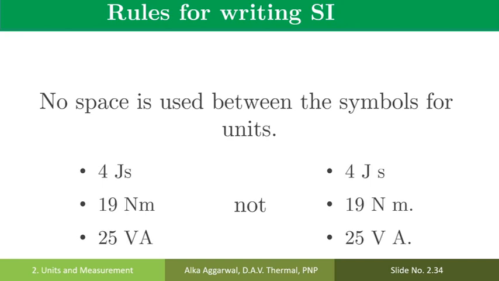Next, no space is used between the symbols for units. If we have to write joule second as a unit, then this is a wrong method as there is a space between the joule and second. This is a correct method as there is no space between the joule and second. Again, this is wrong, and this one is right.